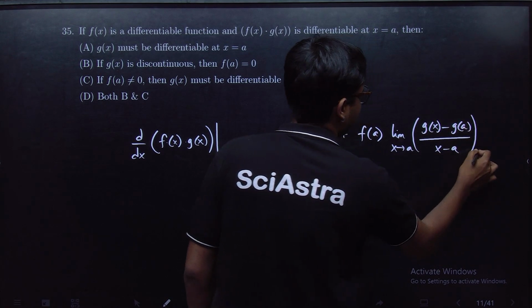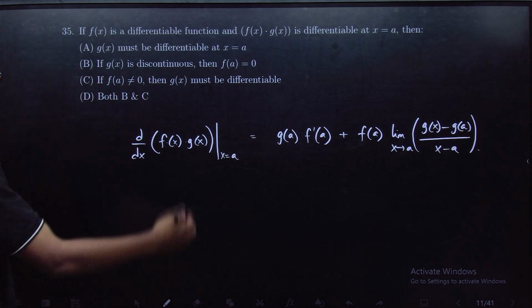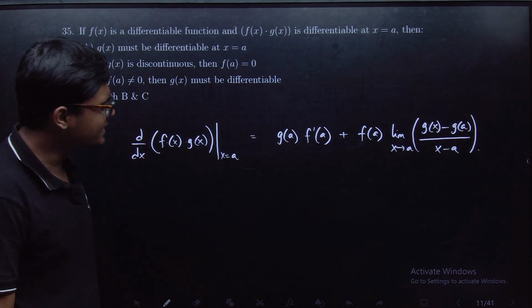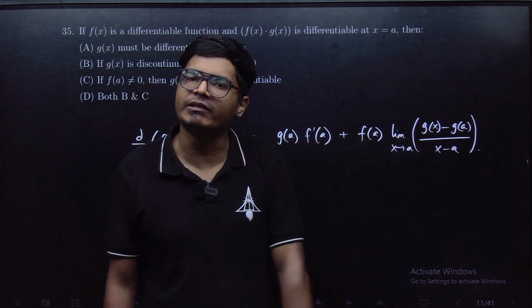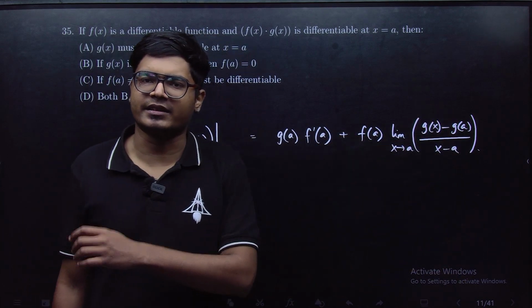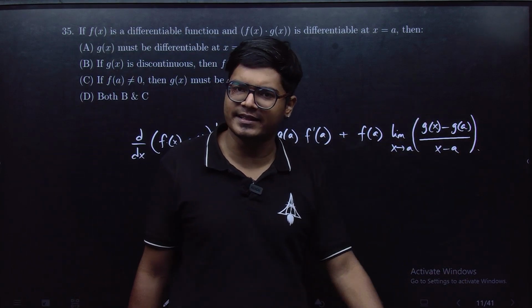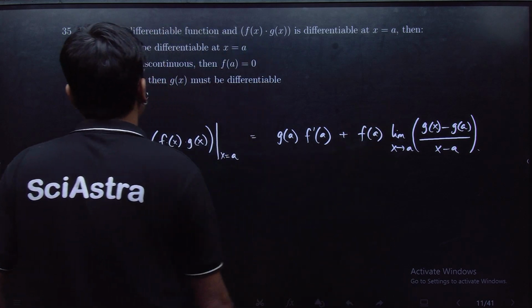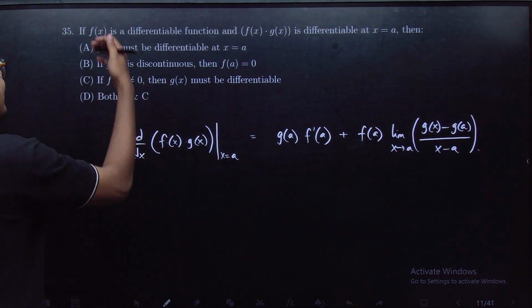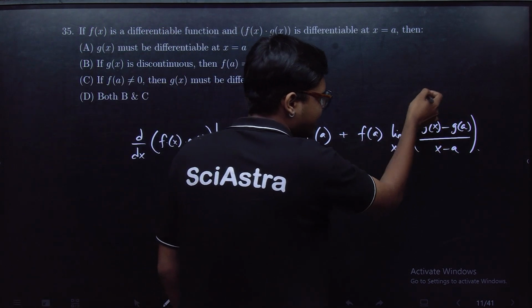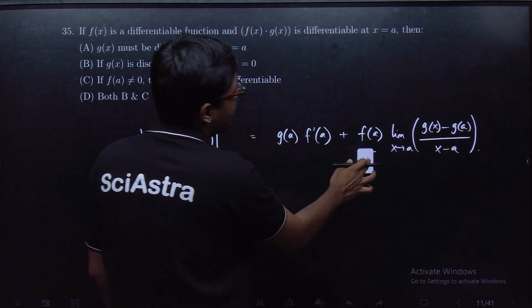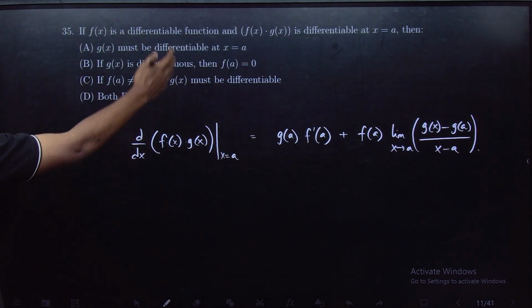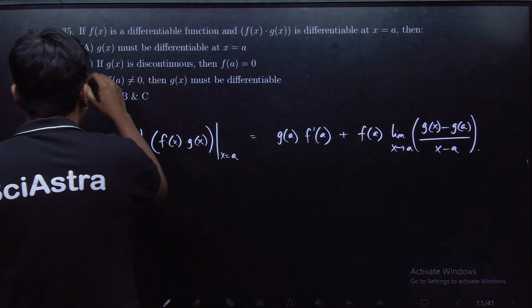Now see, let's look at the option, g(x) must be differentiable at x equal to a. Is that true? No, right? Because if somehow f(a) becomes equal to 0, we don't care what this limit is, right? The second quantity is going to become 0 as it is, okay? So g(x) doesn't have to be necessarily differentiable at x equal to a. If g(x) is discontinuous, yes. If g(x) is discontinuous, then this limit does not exist, right? Then f(a) has to be equal to 0 for this overall derivative to exist, which is given in the question, right? So option B is correct.